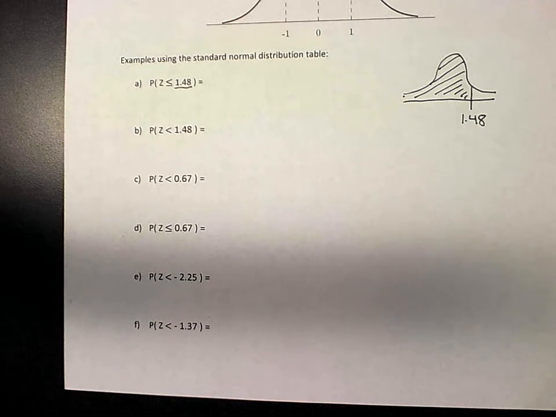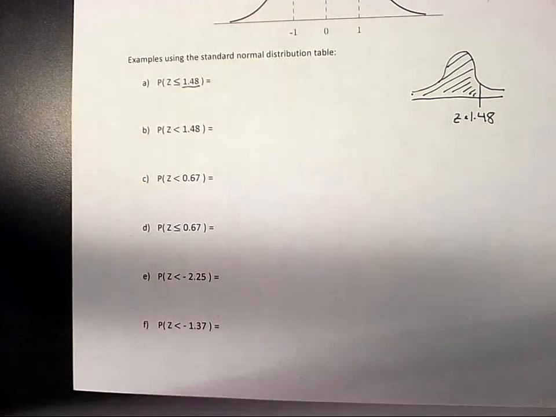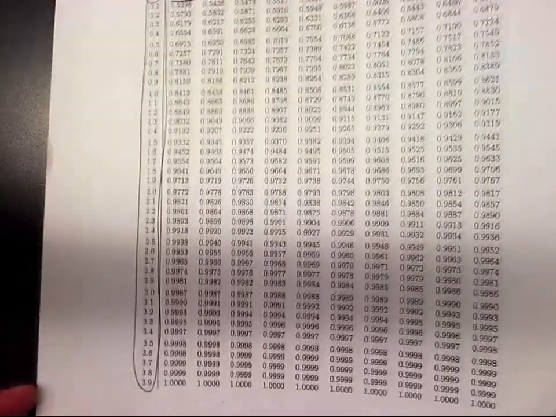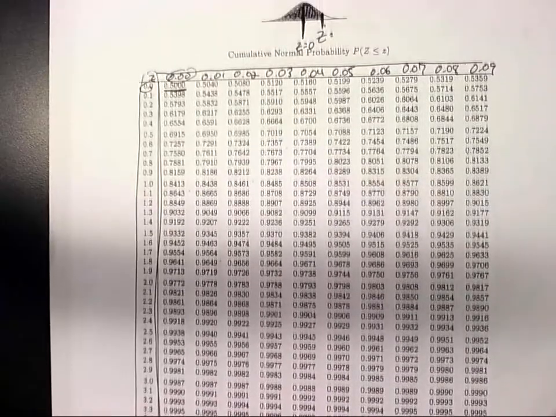Do not plug in 1.48 as your x. Look at the table, right? You look at the table. So we have a z value that's 1.48. This is a z value equal to 1.48. That's our cutoff, and now we're going to go to our table.